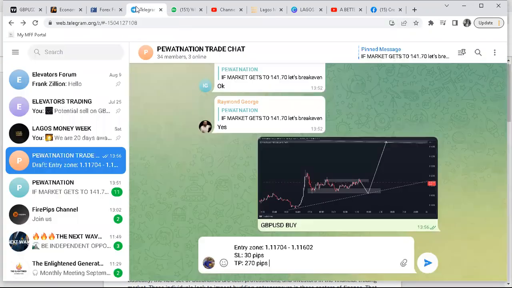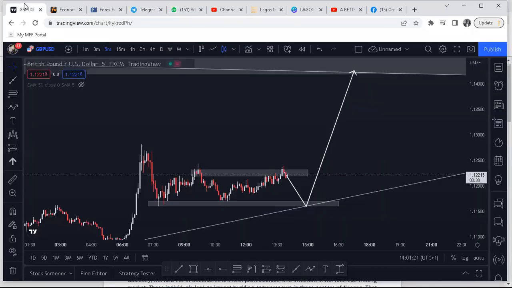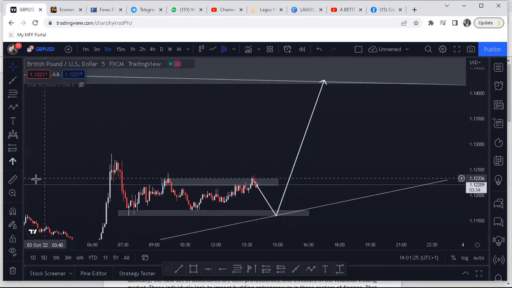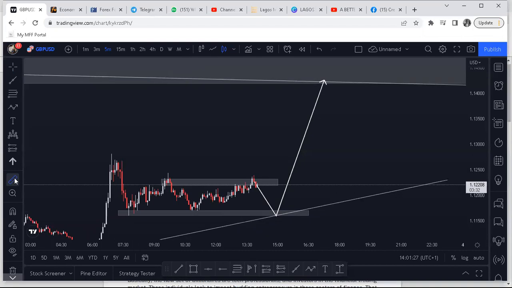You can even enter 1.14250. So let's calculate how many pips. The reason I like to list out the pips is so you know your risk and reward. Then you tell me if it is reasonable for you to jump on it or not.